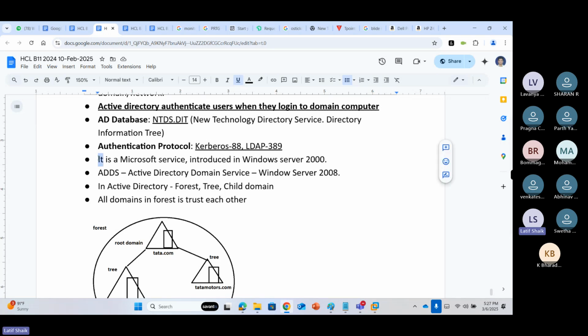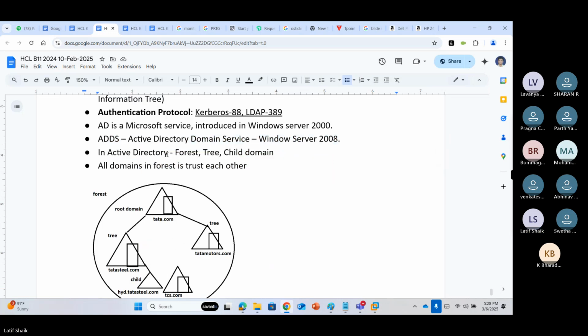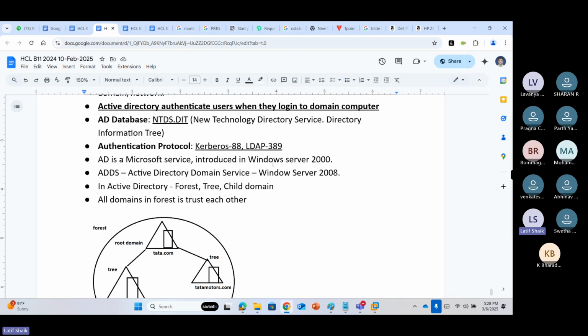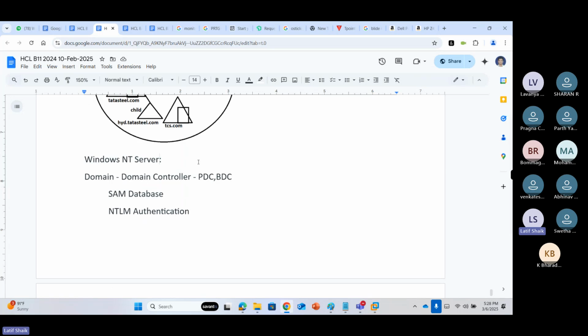So AD is a Microsoft service, Active Directory introduced in 2000, and ADDS is the name changed later. Earlier, before the 2000 server, there was Windows NT server. In Windows NT server, the domain controller concept was actually introduced.